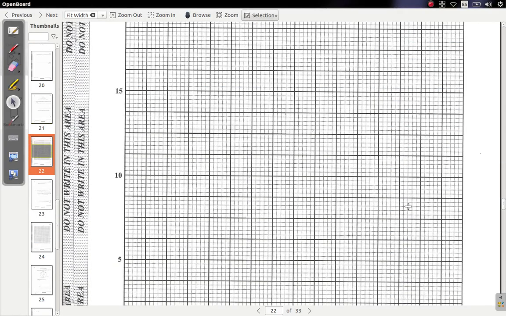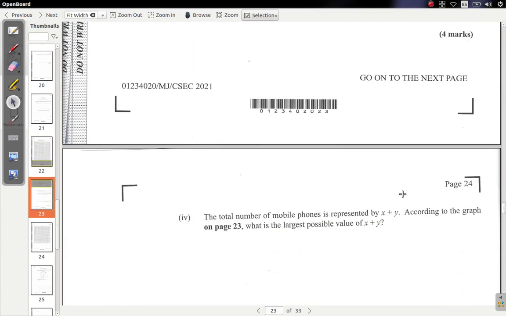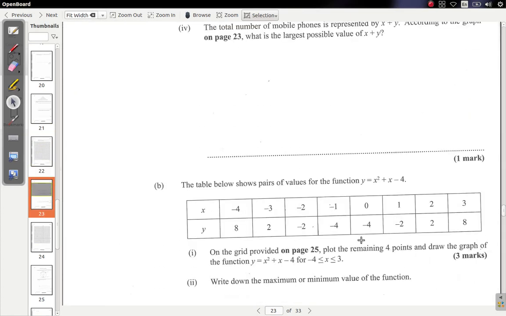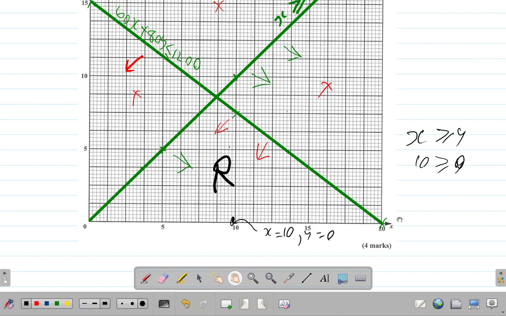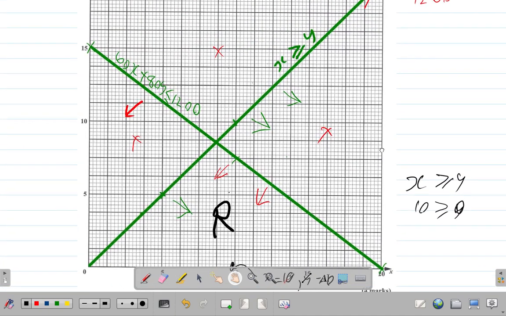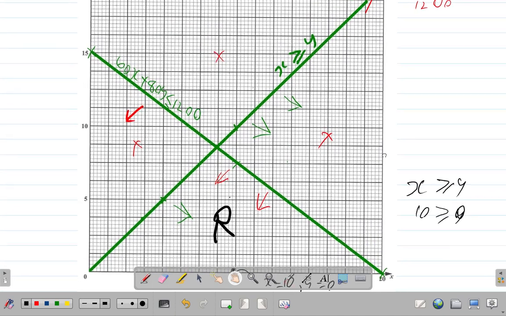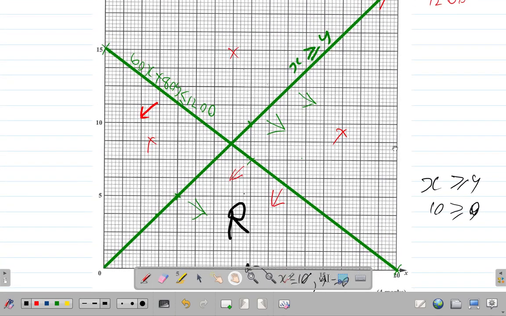Alright, let's see what else happened here. The total number of mobile phones is represented as x plus y. According to the graph, what is the largest possible value of x plus y? Well, the solution generally occurs at the intersection. But anyway, you can play around with it and see what happens.